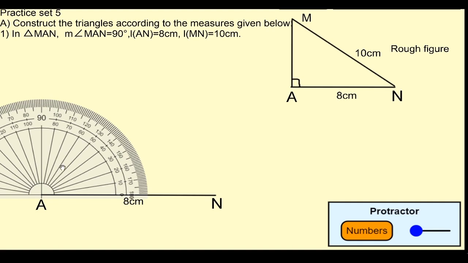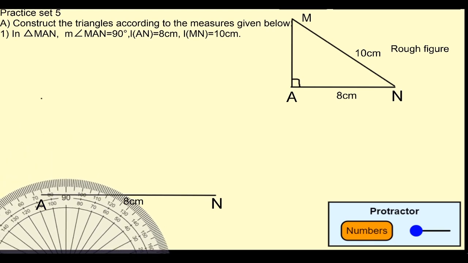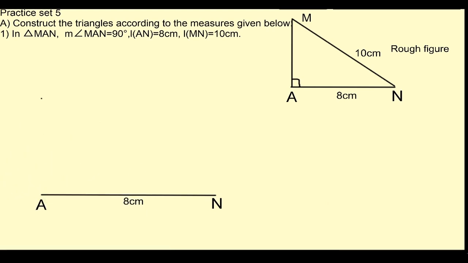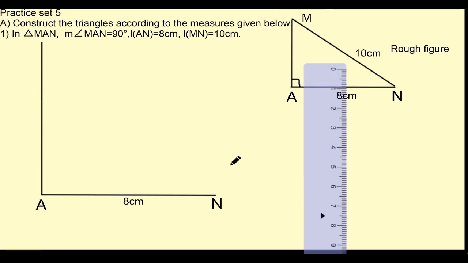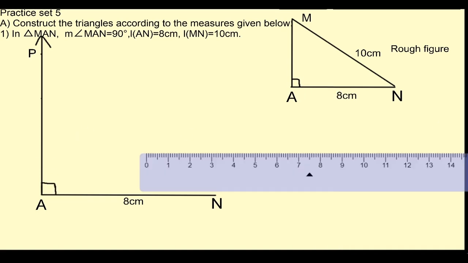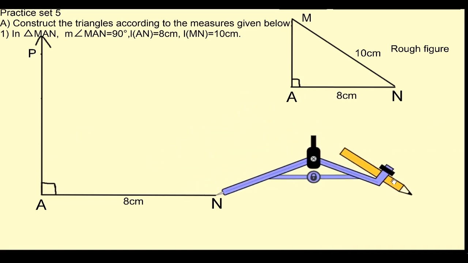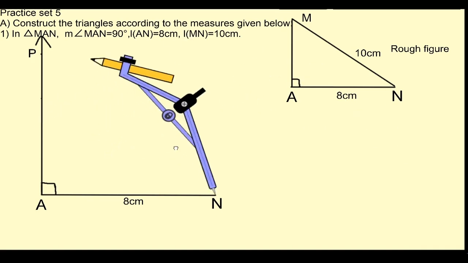Then place the protractor on point A and mark 90 degree. As we know, right angle triangle measures 90 degree. Then draw a line using a scale and name the ray as PA. Draw arrow at the end of the ray. Show measurement of angle A is 90 degree.